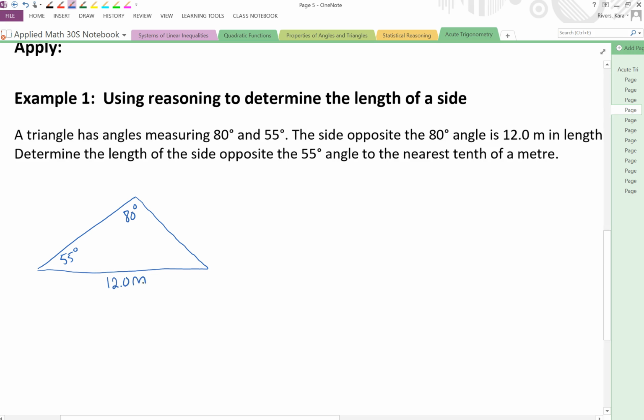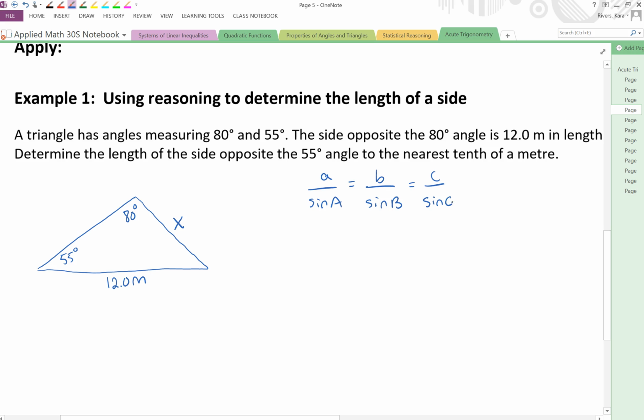Determine the length of the side opposite the 55-degree angle. So this is my unknown. And we want to round to the nearest tenth of a meter. So we're solving for a side length, so I'm going to rewrite the formula in this way, our sine law, and then determine what information from the sine law I need to use. So always start that way.